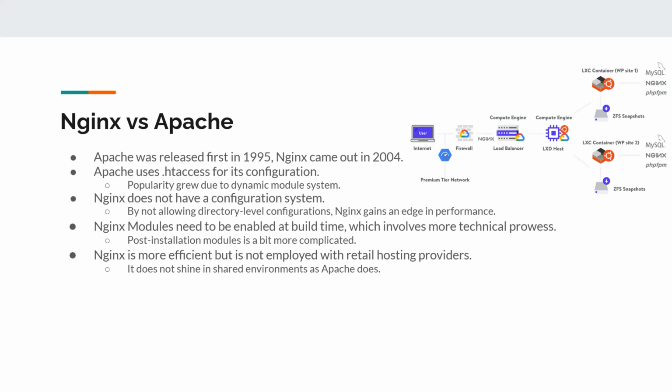switch to Nginx. And then for Nginx modules, they need to be enabled during build time, so it takes a lot more for the person running it to do it properly. So it's more technical prowess. And post-installation modules are even more complicated, but nonetheless, it's still more efficient, except in the case of retail hosting providers. It does not shine as well in shared environments like Apache does due to those restrictions.